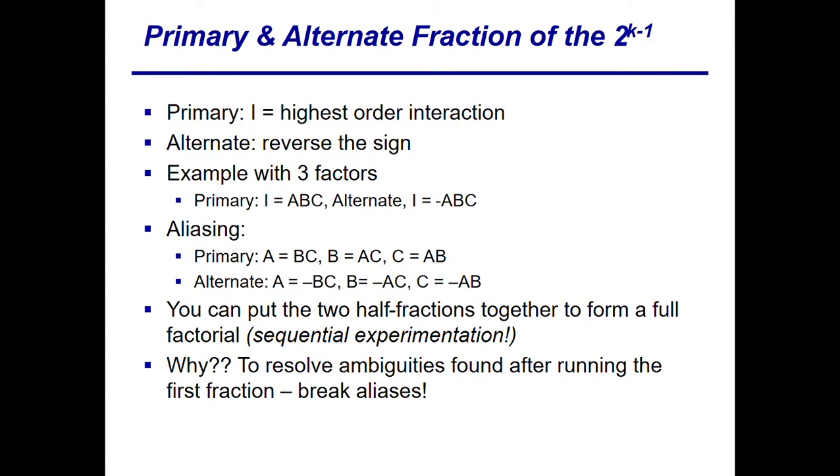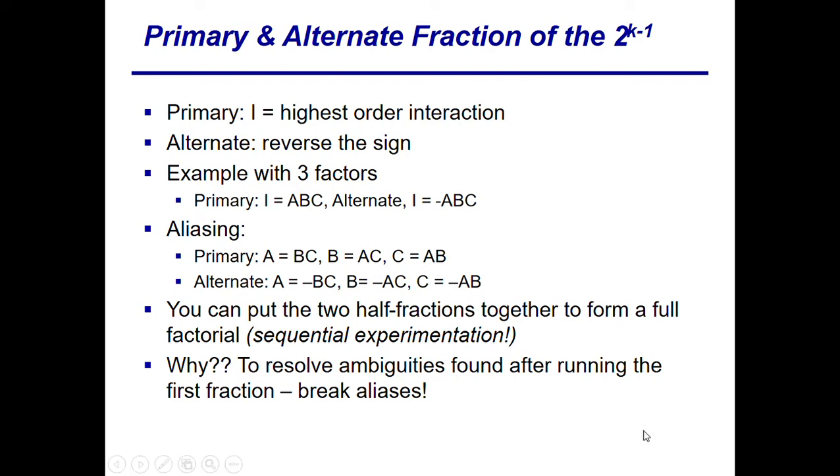Okay, just talking about a half fraction here. We have a primary and an alternate fraction. So you look in the middle, we got design generators, or an identity for the primary fraction where it's I equals ABC, and then your alternate, we just flip the signs on that. If you put the two halves together, guess what? We have the full factorial.